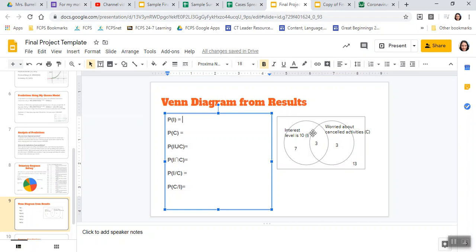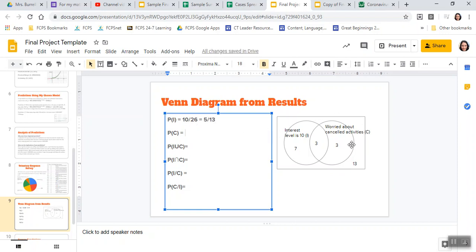So I decided to call interest levels 10 I and call worried about canceled activities C. So the probability of I, which is the probability that your interest level is 10, is there are 10 students with an interest level of 10 out of a total number of students, which is 26 if you add up all the students. Then you want to simplify your fraction by dividing numerator and denominator by 2. And so I have 5 out of 13.